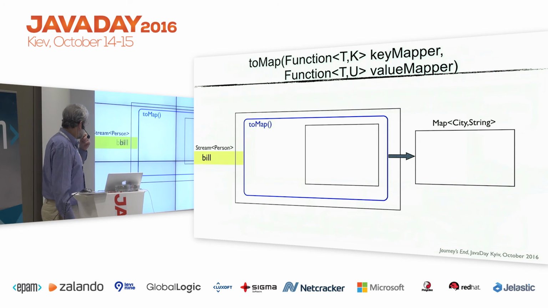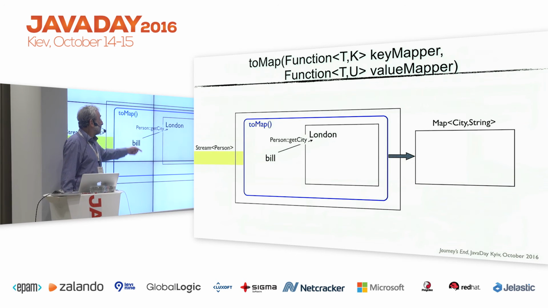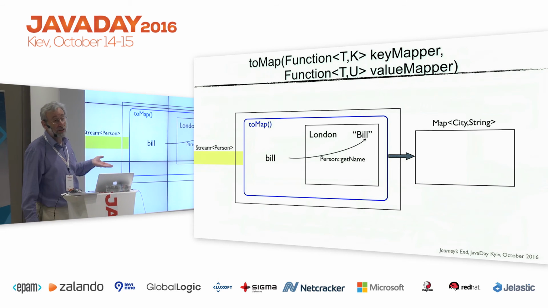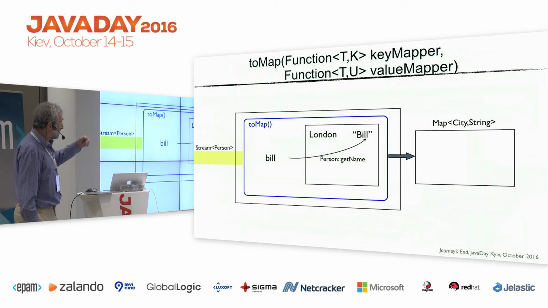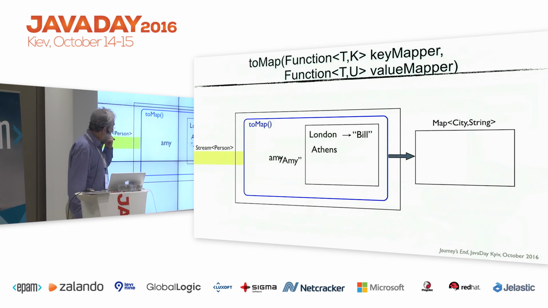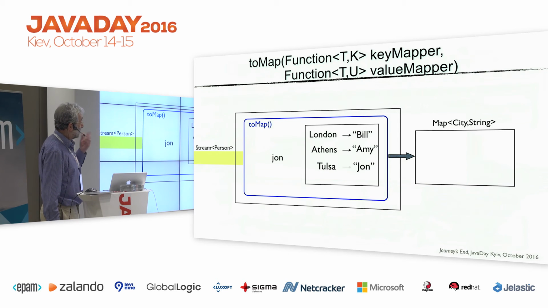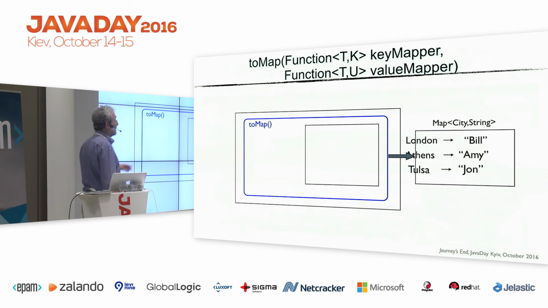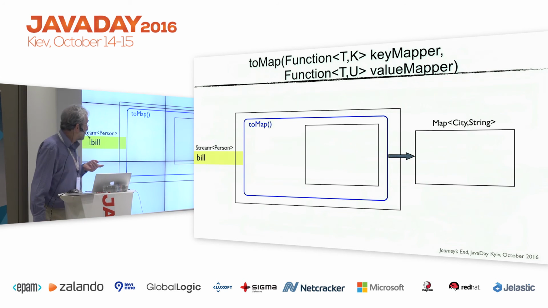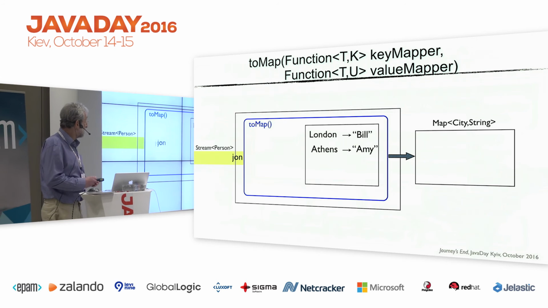Here comes a value, and the key mapper gets city from the person object, and the value mapper gets name from the object. And now we've built an entry which is London mapped to Bill. That string Bill is the name, and so forth for the other elements. So that's how that one works. And again, when the stream is exhausted, the map is emitted with the entries in it. Of course, that isn't necessarily always going to work, because sometimes what might happen is that you might get two people living in the same city.